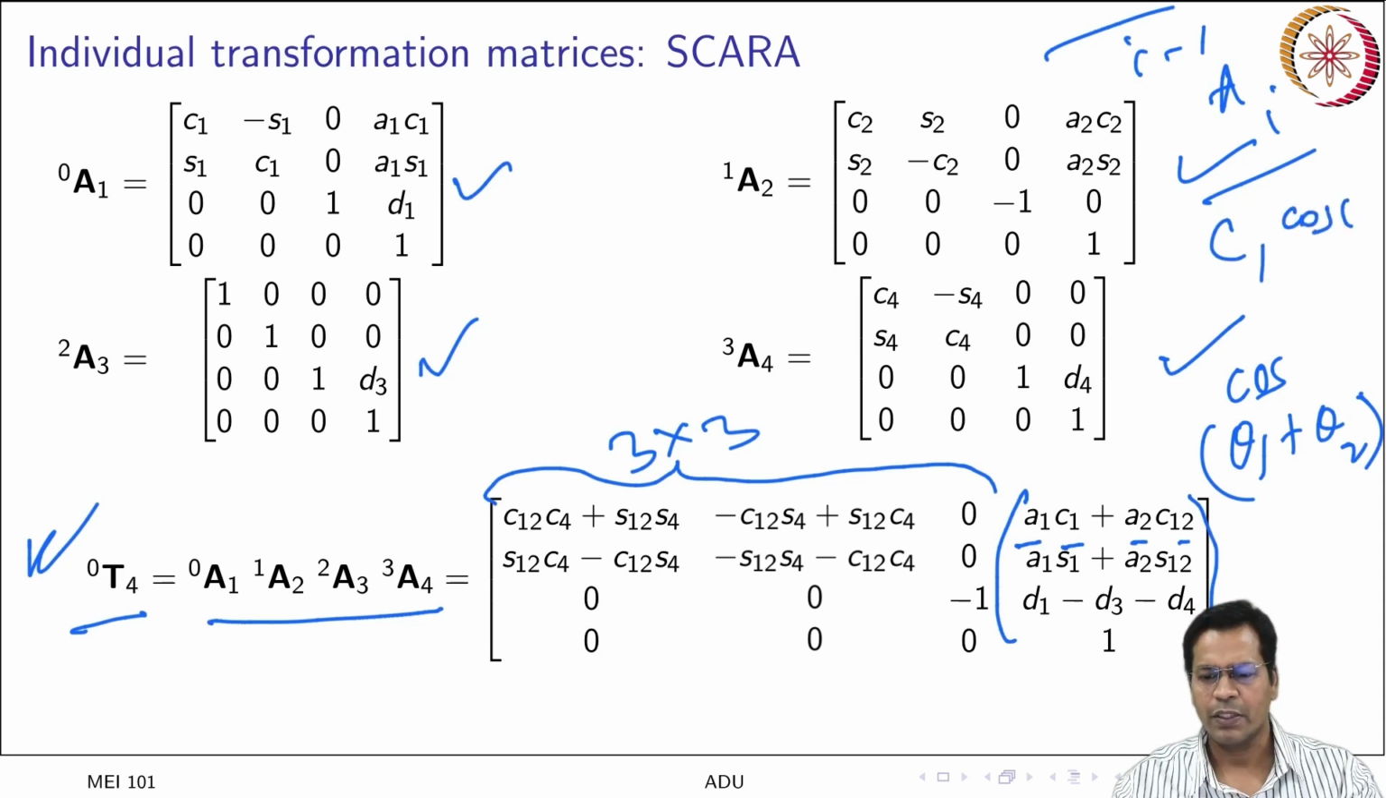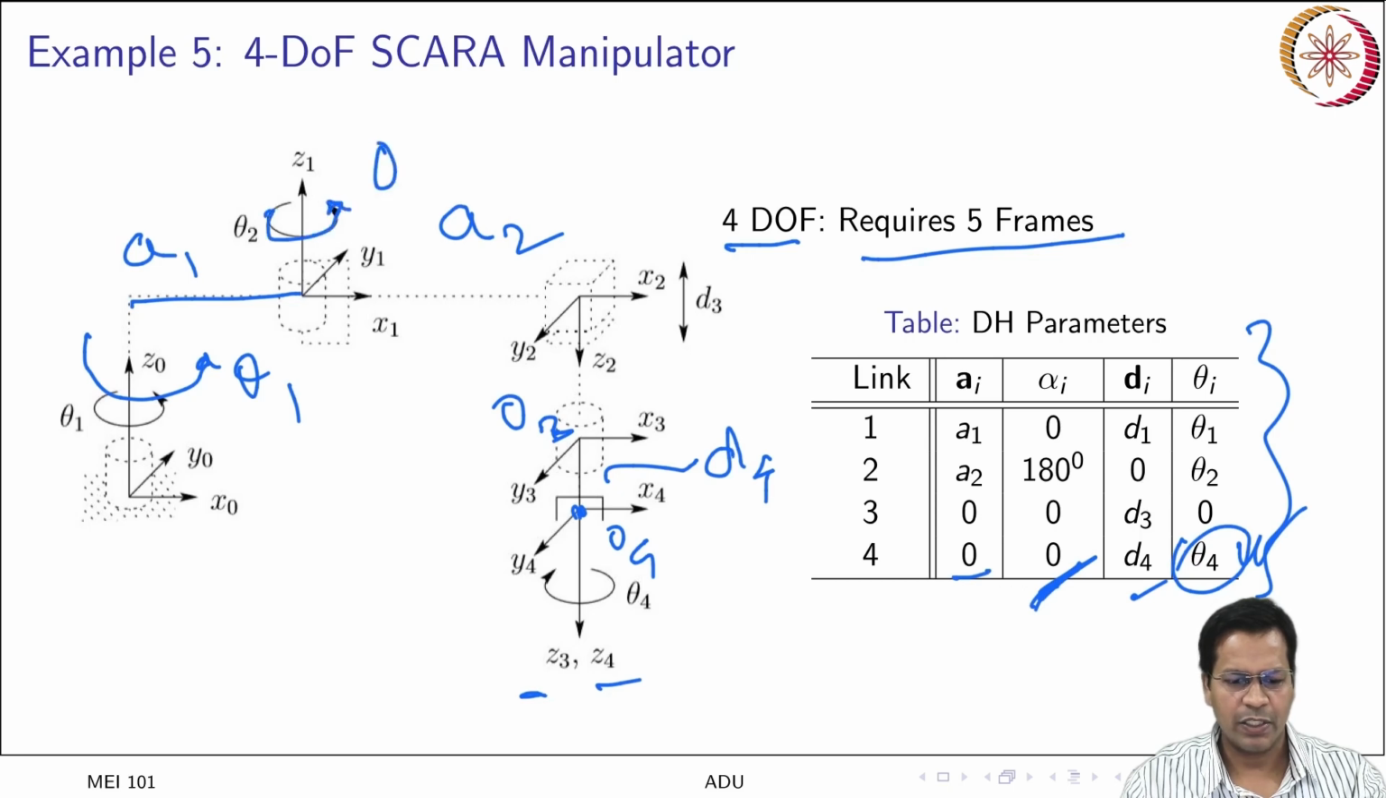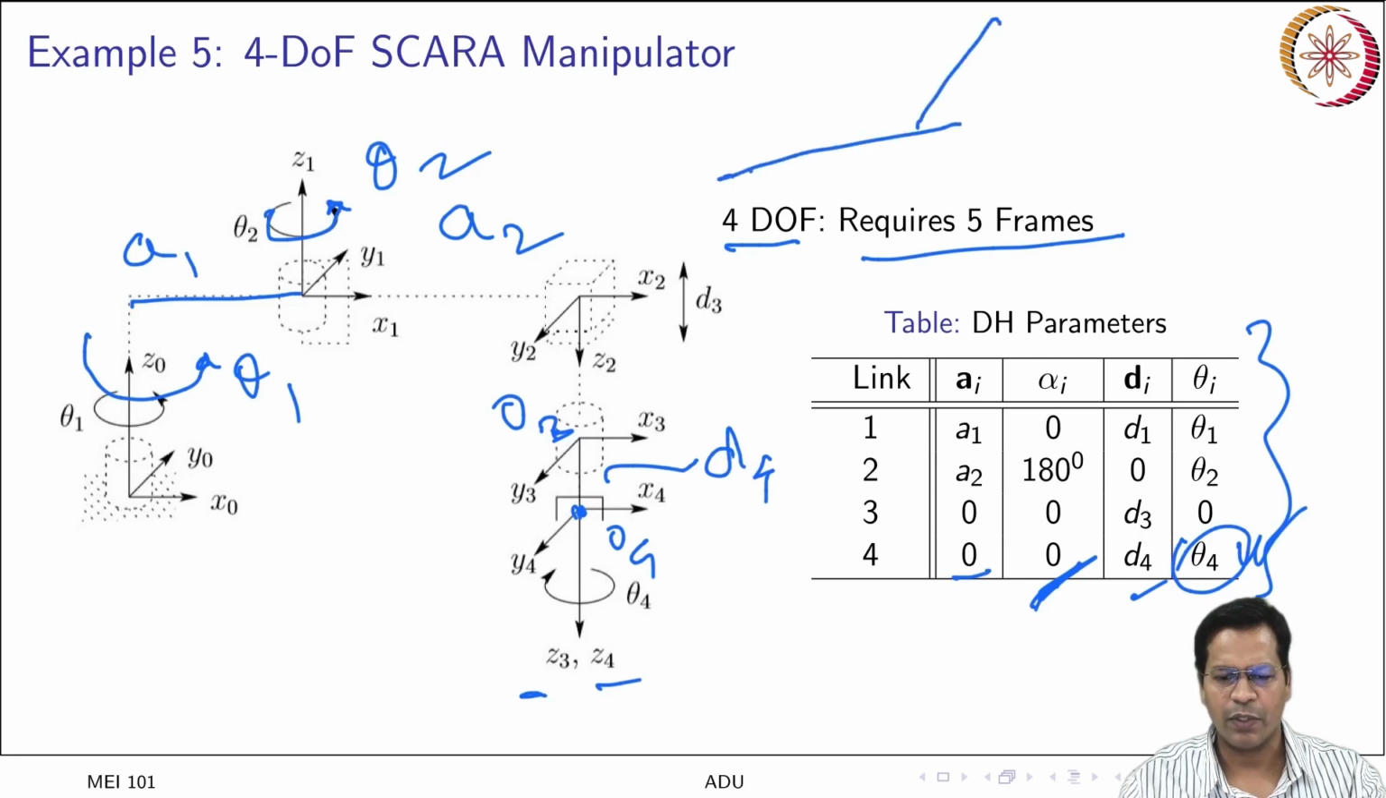Similarly, C1 is cos of theta 1, got it? That is what is written here, and in the same way I have put the signs also. Now if you look at it from the top, this was your link length, this is your A1, this is your A2. The first one was able to rotate by an angle theta 1, this one by an angle theta 2.